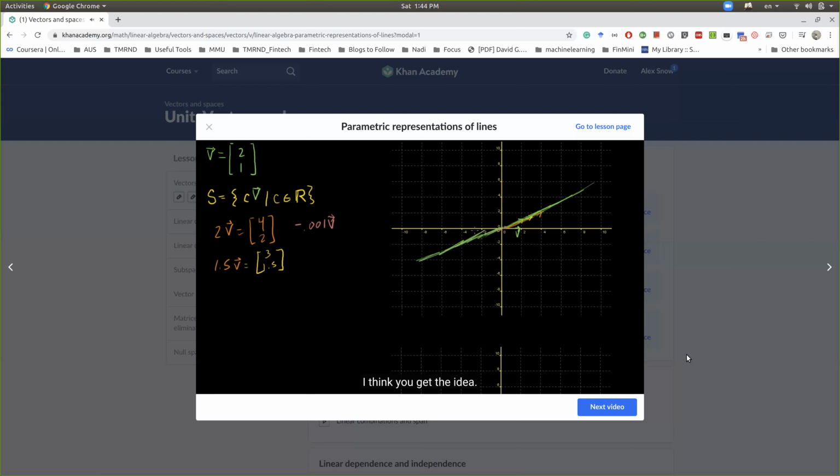I think you get the idea. So it's a set of collinear vectors. Let me write that down. It's a set of collinear vectors. And if we view these vectors as position vectors, this vector represents a point in space in R2. This R2 is just our Cartesian coordinate plane right here in every direction.